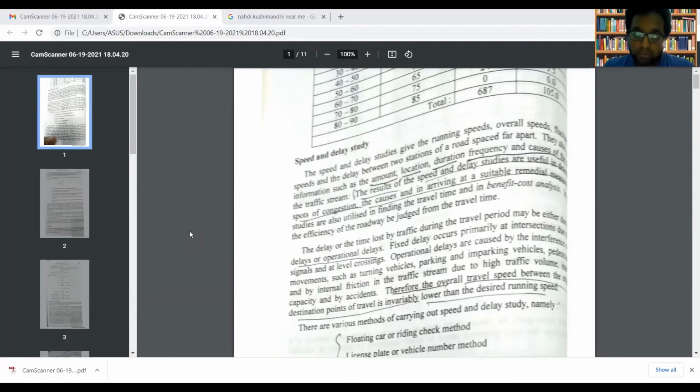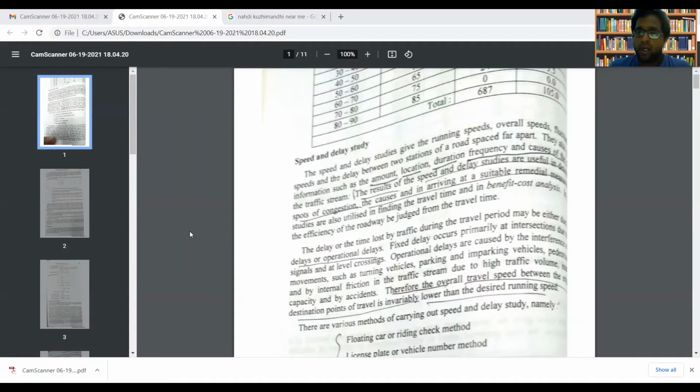Now, actually, there is the delay or time lost in traffic during the travel period. Okay, during the travel period, what is the time lost in traffic? This delay may be of two types: fixed delay or operational delay.